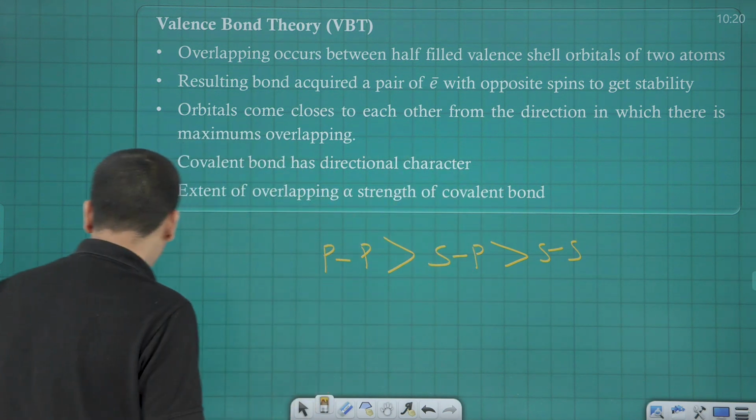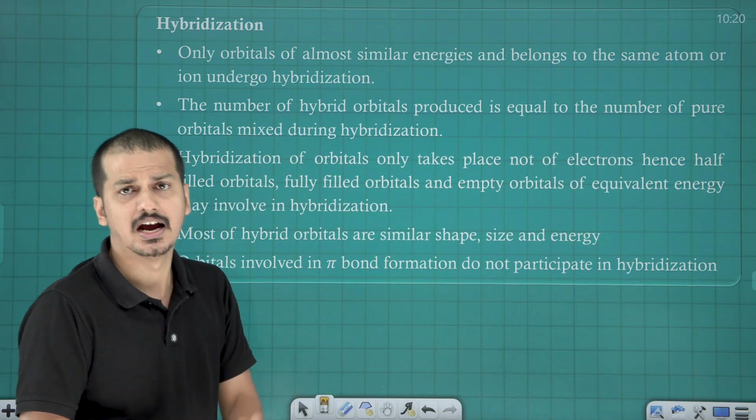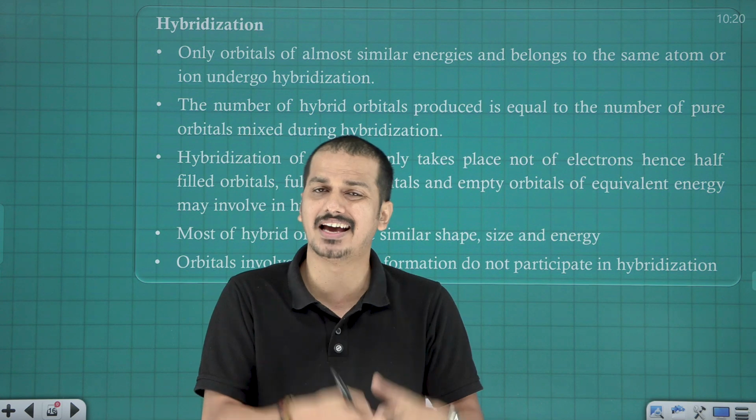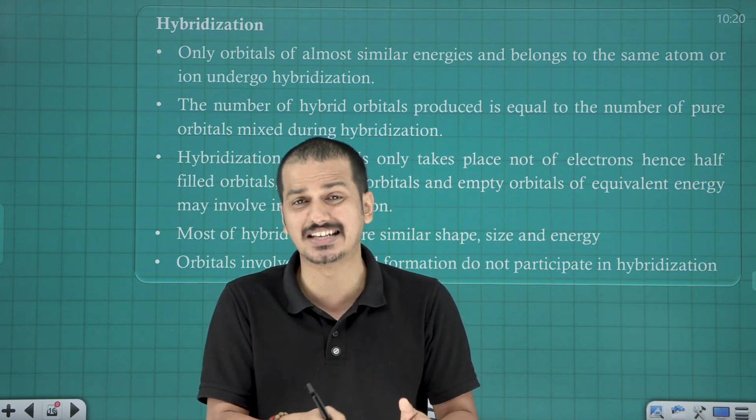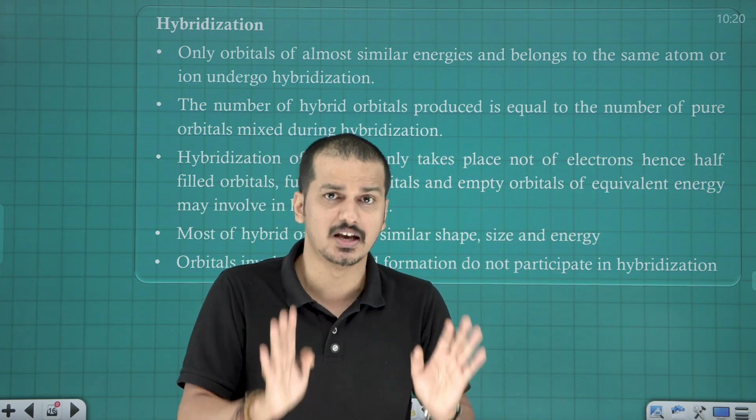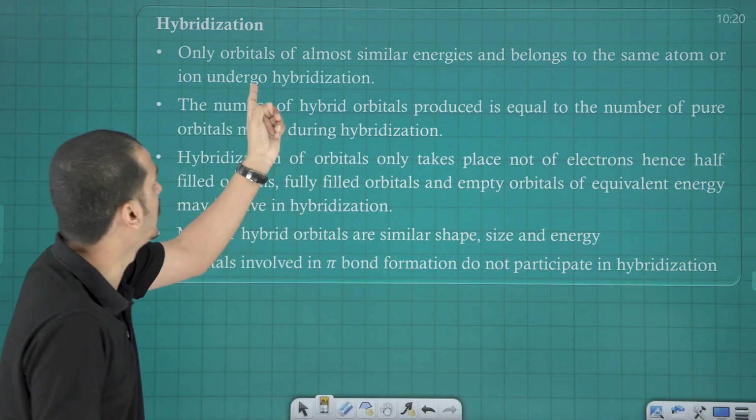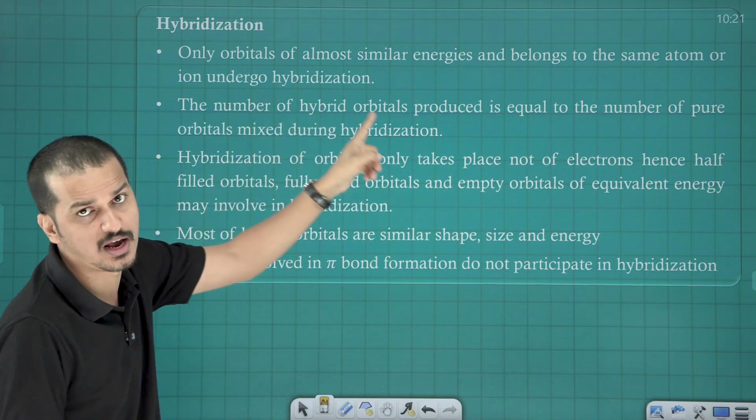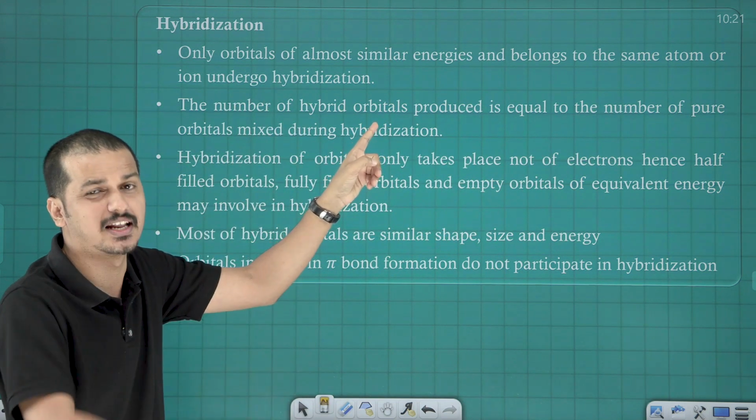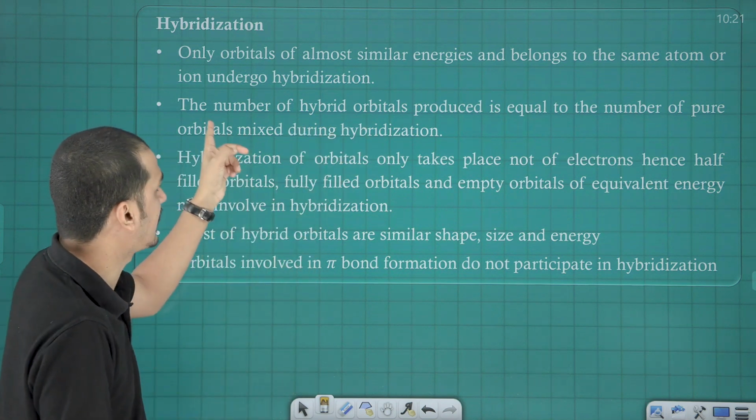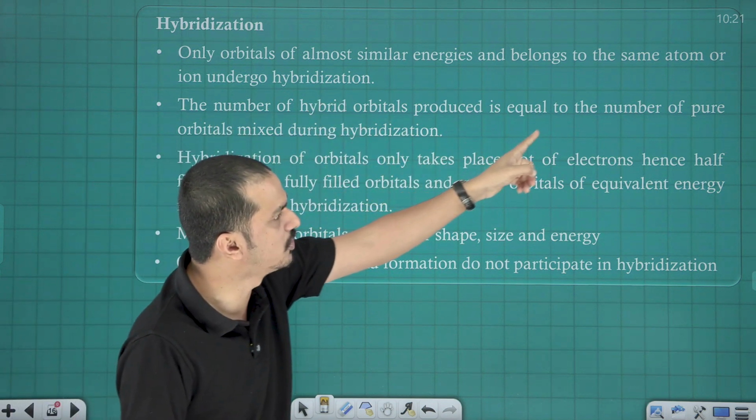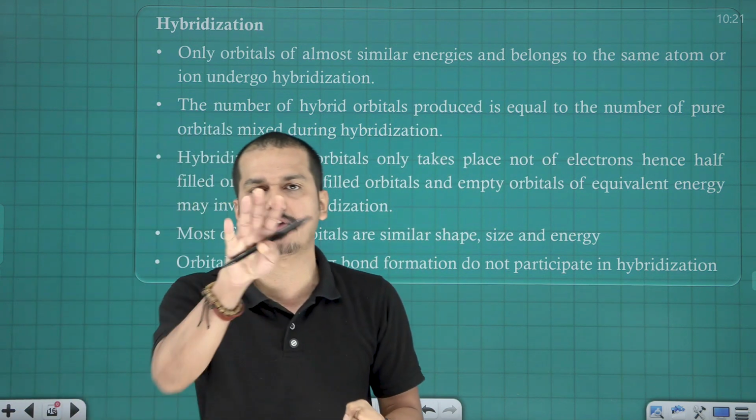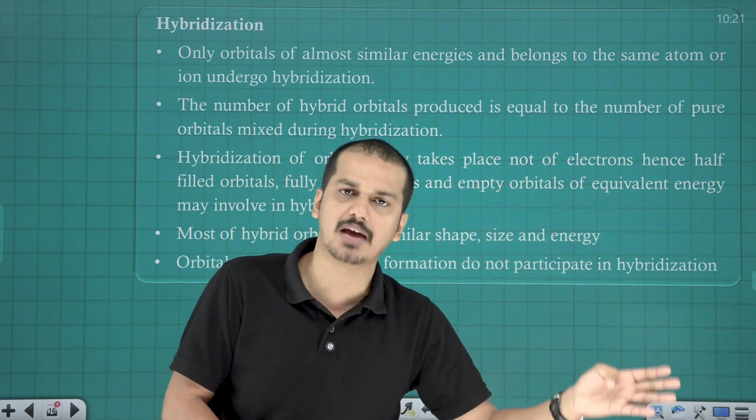Clear, dears? Yes. Next, let us look at hybridization. Hybridization is the intermixing of atomic orbitals and forming new orbitals. They have equal energy, same size, shape and energy. During hybridization, we must know that only orbitals of almost similar energy belonging to the same atom or ion undergo hybridization. Same atom, comparable energy orbitals only will undergo intermixing. Second, the number of hybrid orbitals produced is equal to the number of pure orbitals mixed during hybridization. 1 s and 3 p you are mixing, total 4 orbitals, means 4 sp3 hybridized orbitals will form.